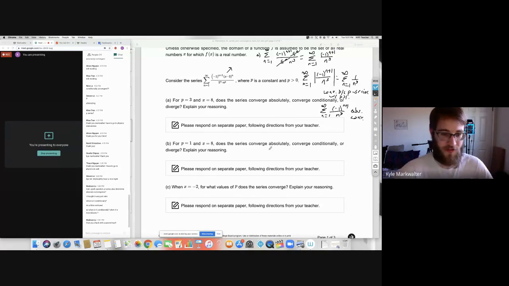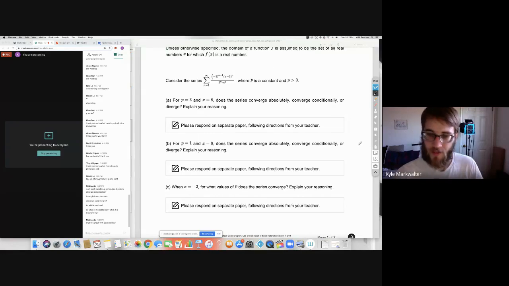In part B, for those of you who are here working on it, I can walk through that real quick. When you plug in your P and your X value, you would find the series you're looking at is (-1)^(n+1) times 5^n over 5^n to the first power. The 5^n's would cancel out. We'd have the series from n equals 1 to infinity of (-1)^(n+1) over n.